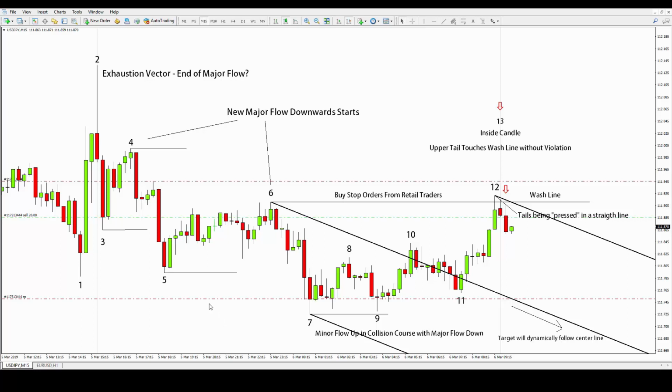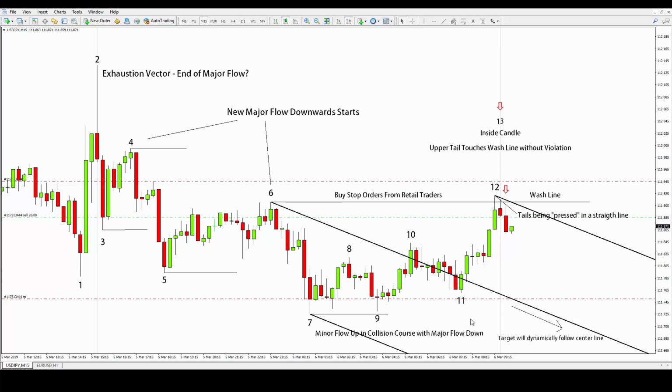For example, the vector between number 3 and number 4 has a short time duration. The vector between number 5 and number 6 lasts a lot longer, and the vector from number 7 to number 12 takes even longer. That tells us that buyers are attempting to bring the market upwards, but every time they try it becomes harder and harder to fight the sellers who are in control of the major flow.